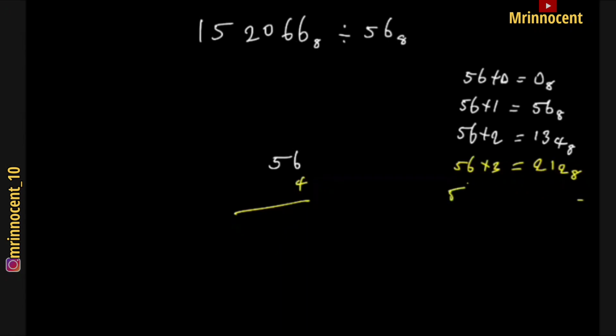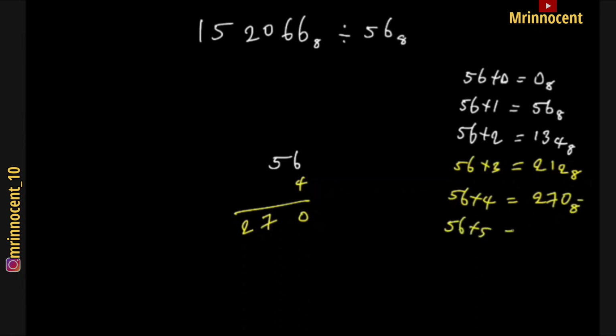You have 56 times 4 is equal to: 4 times 6 is 24. 24 in base 8 is 3, remainder 0. 4 times 5 is 20 plus 3 is 23. 23 in base 8 is 2, remainder 7. We have 270 in base 8.